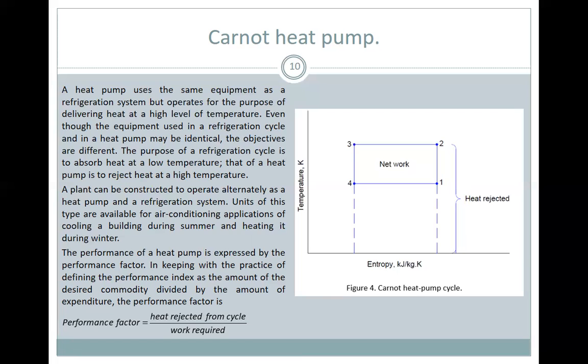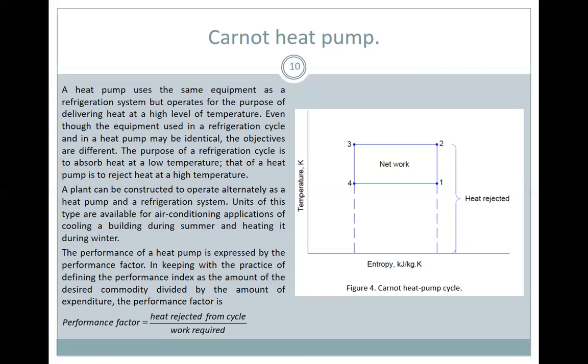Yun ang ginagamit natin. A plant can be constructed to operate alternately as a heat pump and a refrigeration cycle. So, meron kang valvula na i-reverse mo yung direction. Yung hangin. Units of this type are available for air conditioning, application of cooling a building during summer and heating it during winter. So yung hangin, siyempre, yun ang i-divert mo.